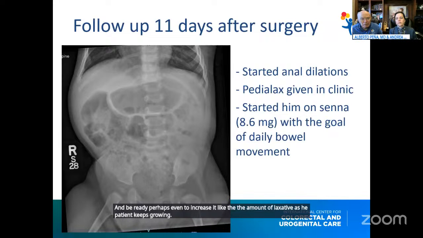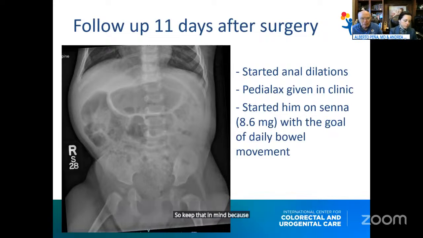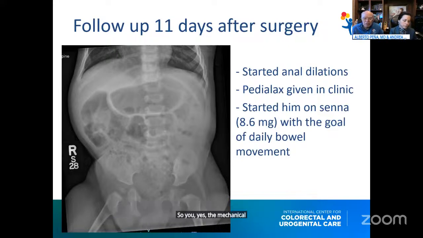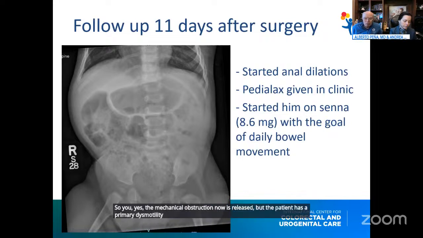So keep that in mind, because we see many patients that had a correct operation, but then they develop a huge giant megacolon. It becomes very complicated. So yes, the mechanical obstruction now is released, but the patient has a primary dysmotility problem in the rectosigmoid.